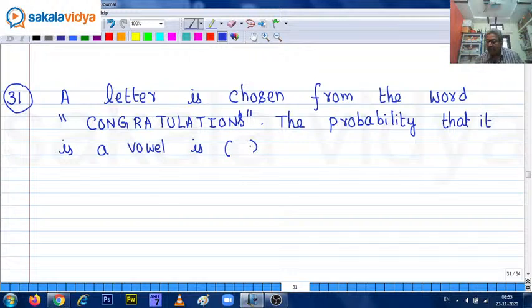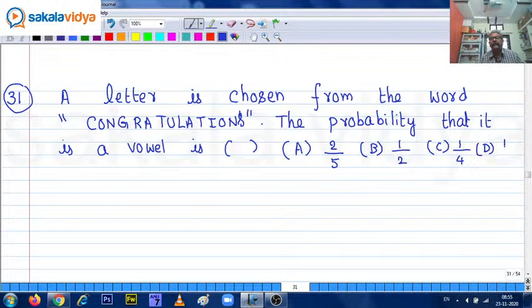Okay. So let us do this problem now. Let me write the options first. A. 2 upon 5. B. 1 upon 2. C. 1 upon 4. D. 1 upon 5.